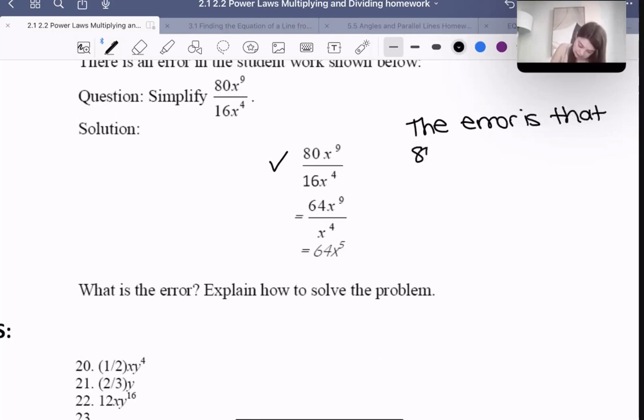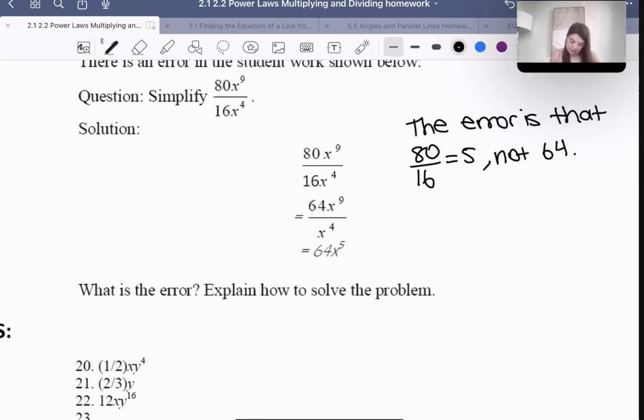that 80 over 16 is actually equal to 40 over 8, which is equal to 20 over 4, which is equal to 5. So this is equal to 5 overall, right? Not 64. So they made a calculation error from this step going to this step. This should actually be 5, not 64. So that's the issue they made.